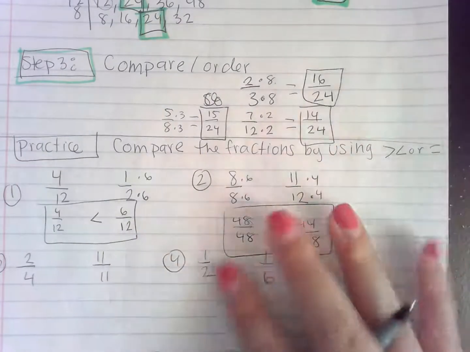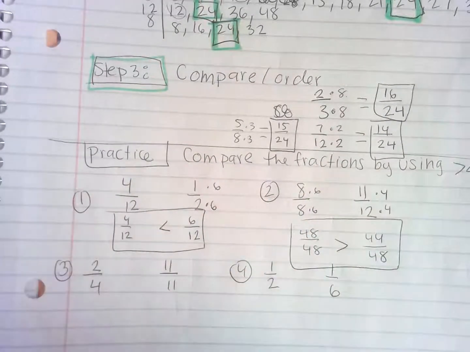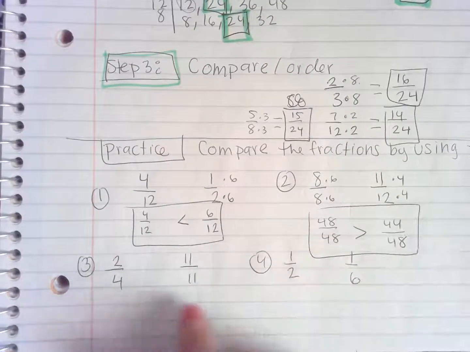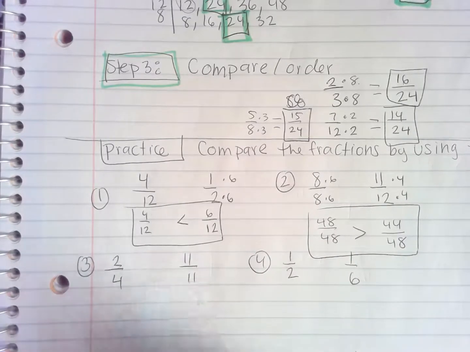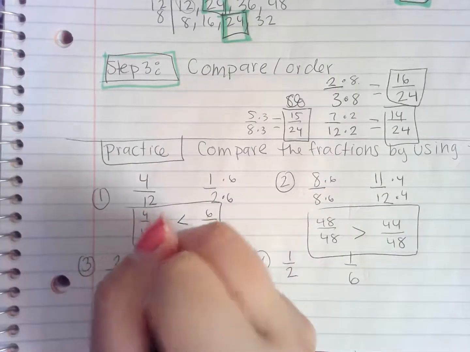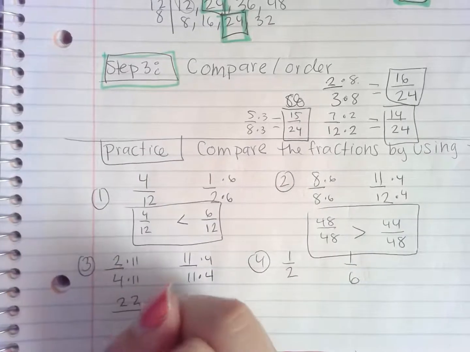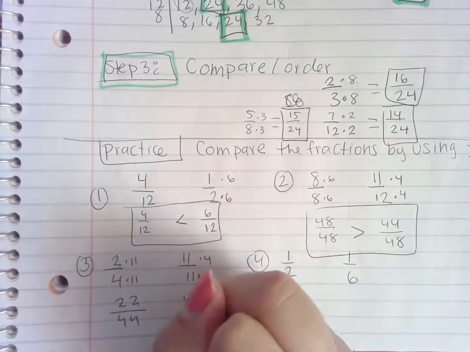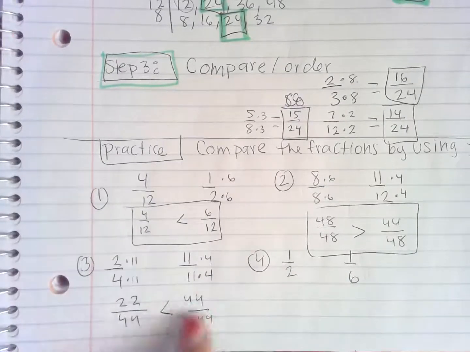Next, I need to figure out who's my least common multiple here to find my equal denominators. Because this is an 11 and that's a 4, I know that I can turn this into 44, and I'll make this into an 11. So I'm going to go ahead and do multiplication really quick. That would turn to 22 over 44, and 44 over 44, and that means that 44 is greater than.